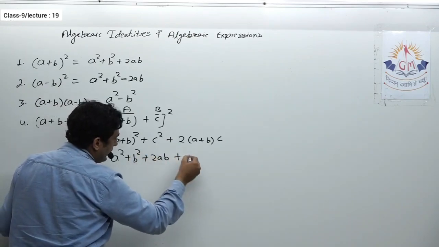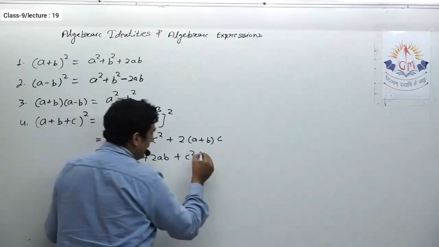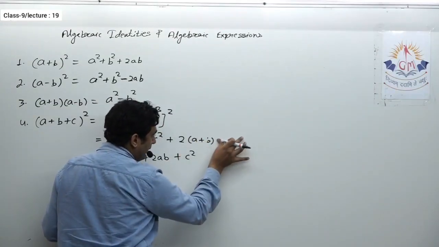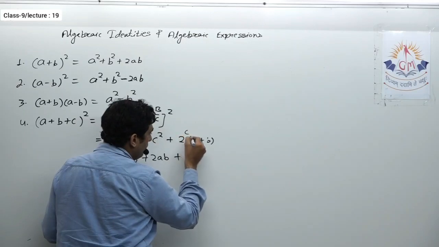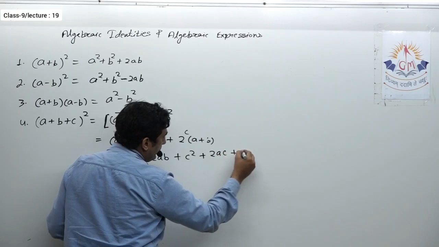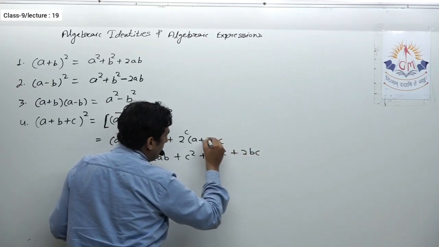Now this c square I write as it is. Now over here if I multiply, this is 2 into c. If I take this c over here, this is 2c into a and 2c into b. So that is 2ac plus 2bc.